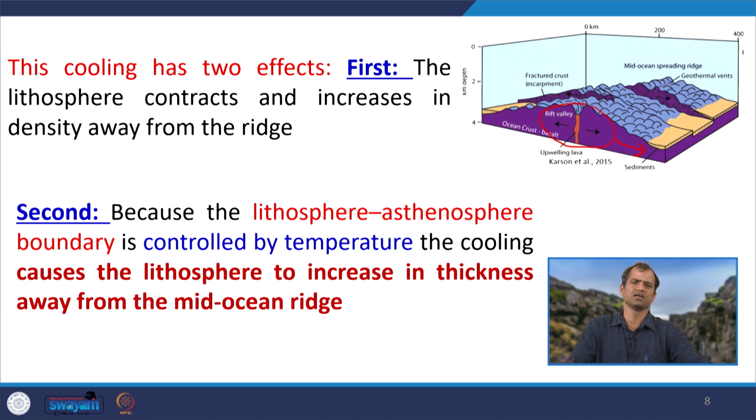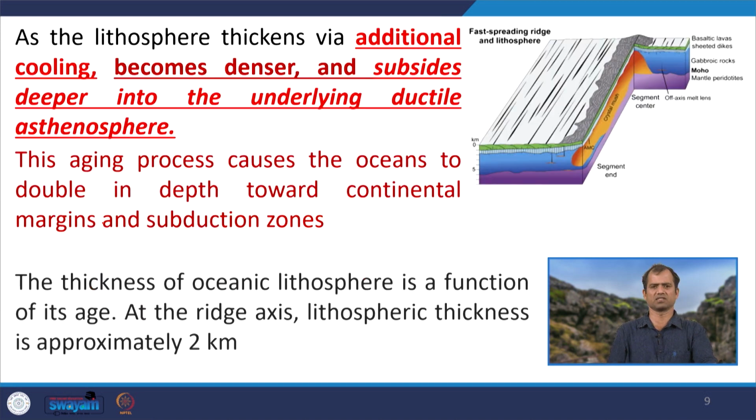And the second thing is that because the lithosphere-asthenosphere boundary is controlled by temperature, the cooling causes the lithosphere to increase its thickness away from this mid-oceanic ridge. So, two effects: first is the density increases, second is that the thickness is increasing. As the lithosphere thickens by additional cooling, it becomes denser, and this denser lithosphere has an effect on the lower lying asthenosphere. So, it subsides deeper into the underlying ductile asthenosphere.